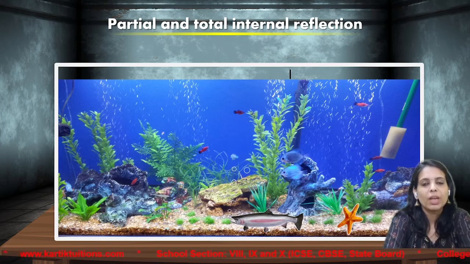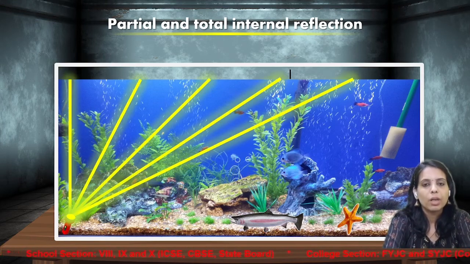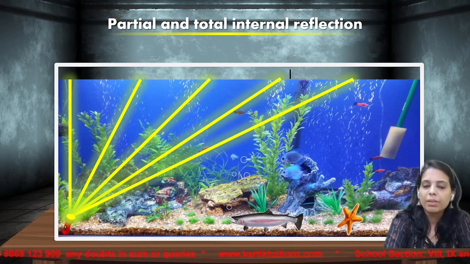So for this, we have a setup of a fish tank. We consider the light moving from the fish tank to the outer medium. That is, in this case, we can say the light is traveling from water to air. In this case, water is a denser medium and air is a rarer medium. So light is moving from denser medium to rarer medium.